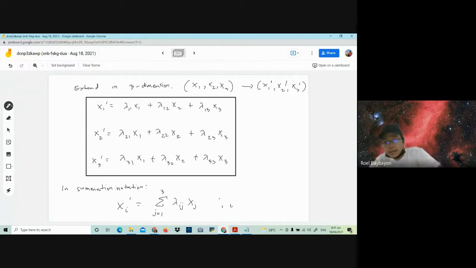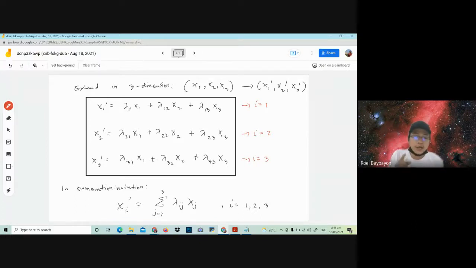This is i equals 1, 2, and 3. So when i is equal to 1, makuha nimo ni first equation. This is when i is equal to 1. When i is equal to 2, makuha nimo ning x2 prime. And when i is equal to 3, makuha nimo ang x3 prime. Nakuha. Si j kay i-trans from 1 to 3 gihapon.